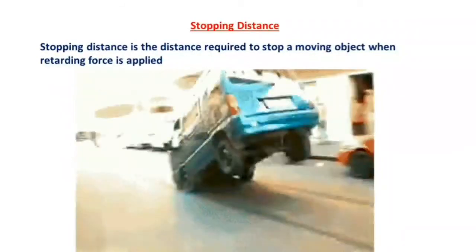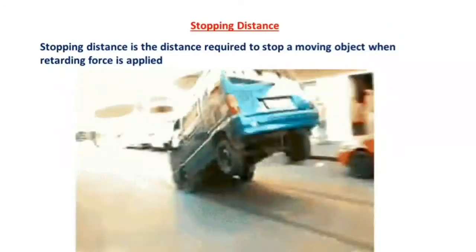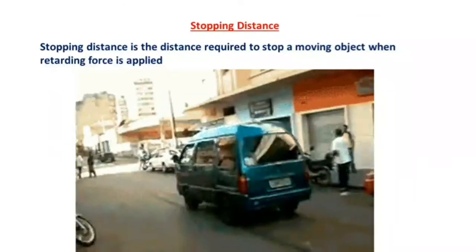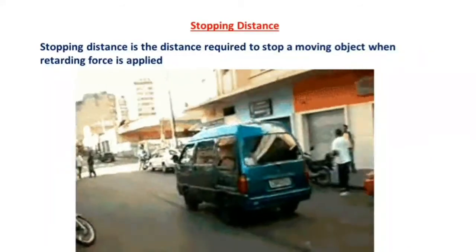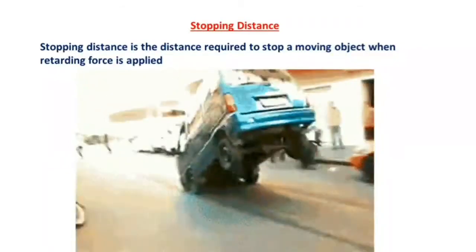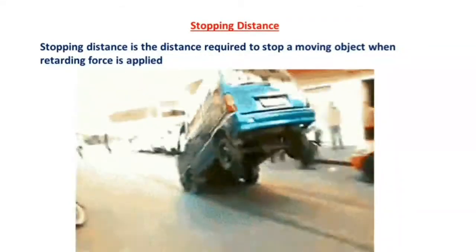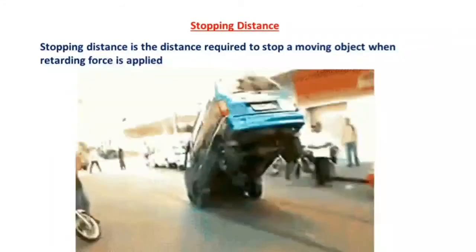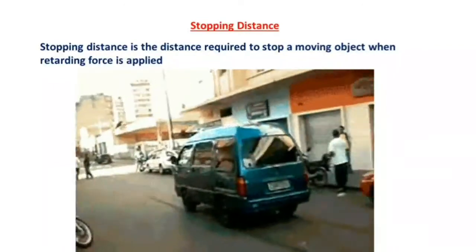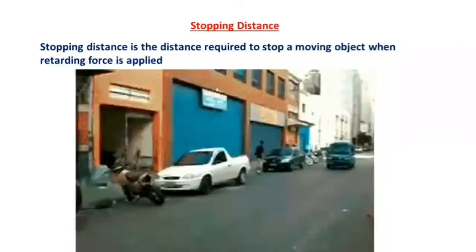That means even after applying the brake, the distance traveled by the car, in this case we can consider as what? Stopping distance. So what is the meaning? Even after applying the brake, the car is not stopping suddenly. Some more distance it is traveling, and that distance traveled after applying the brake is called what? Stopping distance.